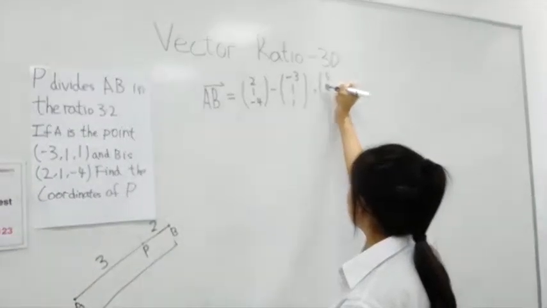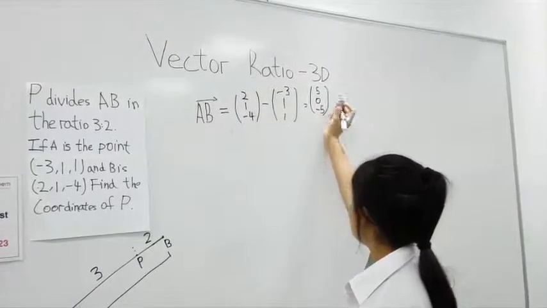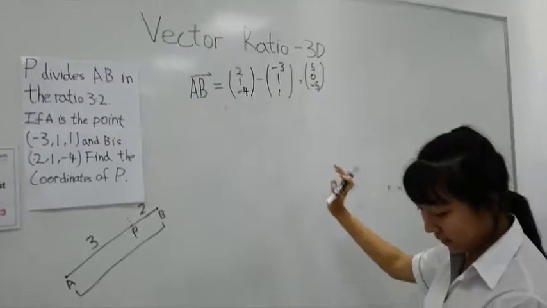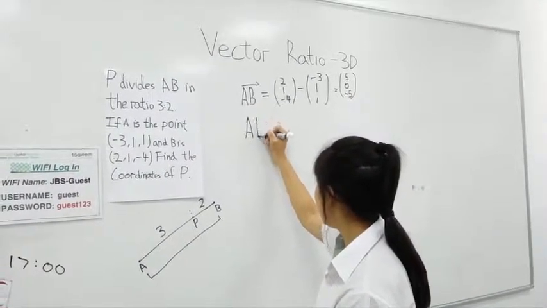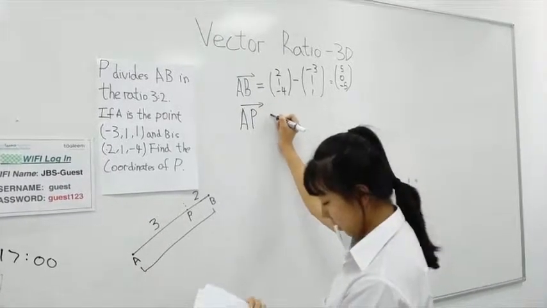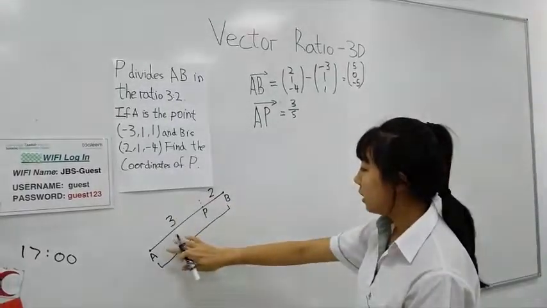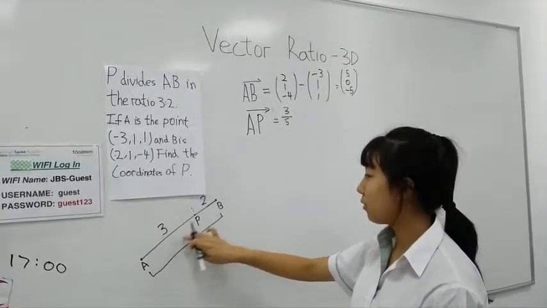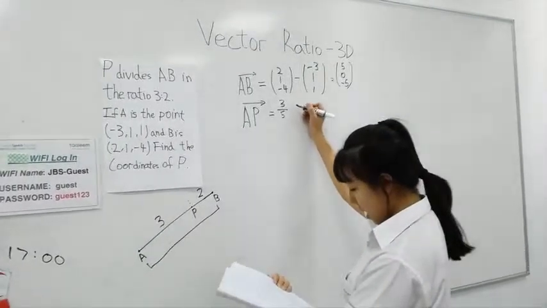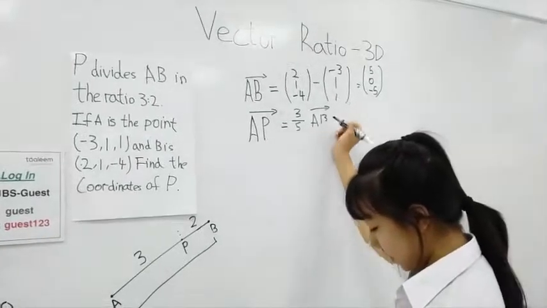1 minus 1 is 0. Minus 4 take away 1 is minus 5. So here we get our vector AB. And now, to find the vector AP, we need to take 3 over 5, because this together is 5 parts, and AP is 3 over 5 of the whole part. And then times that by the whole length of AB.